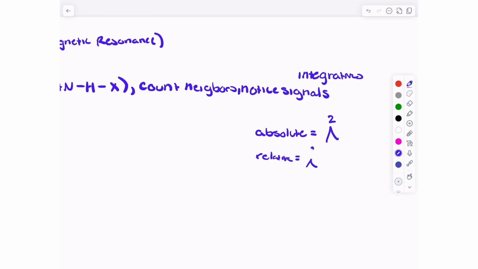You might get a problem that says, let's say the formula was like this, and you have a signal that has an integration of 2. When you see this, that just means that there's some symmetry in the molecule. So 2 doesn't actually mean there's 2 hydrogens. You have to scale it up so that you can get 4. But usually when you get relative, you're given a multiple choice question. But for drawing NMRs, I've only ever seen absolute.